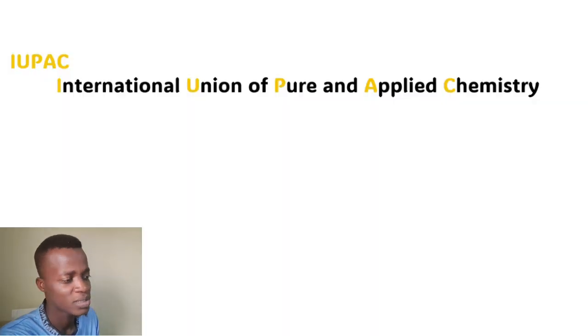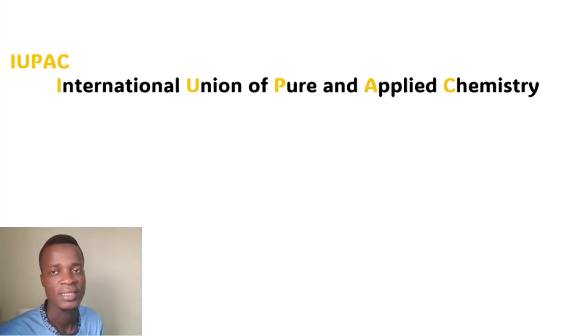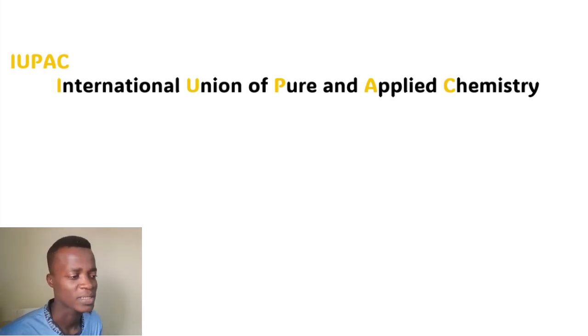Okay, so what is IUPAC? IUPAC means International Union of Pure and Applied Chemistry. These are people that came together and formed a union, and they are the ones that govern this whole thing. They have standards that all chemists around the world must apply, and they do a lot of research. So this union is what IUPAC stands for: International Union of Pure and Applied Chemistry.